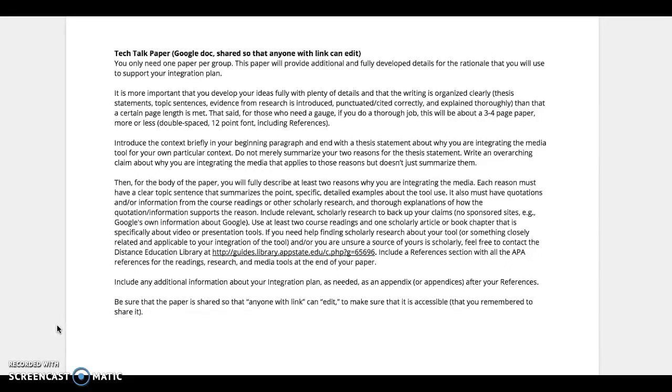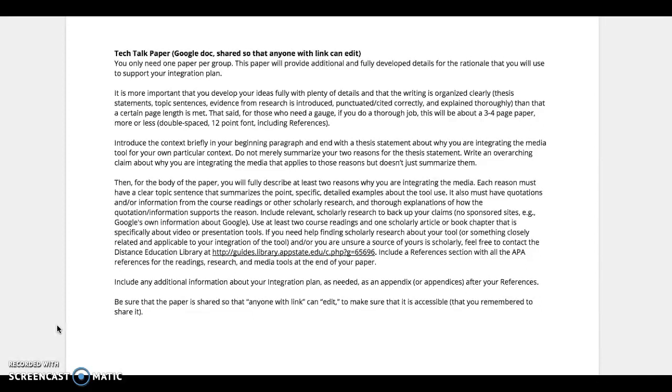So keep in mind, the videos are short. They're only 5 minutes each, max. There's an actual limit on Flipgrid. So they're relatively short. You're going to have to pack a lot into that time. But your paper will expand on your rationale. Why use this particular media for this particular context? And you're going to have a thesis statement that goes beyond a summary of your 2 different reasons. It really is overall, this is why this media or technology tool would be useful for my context.